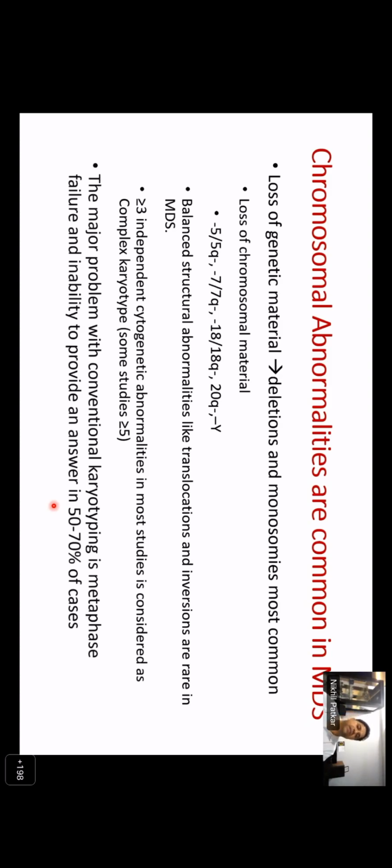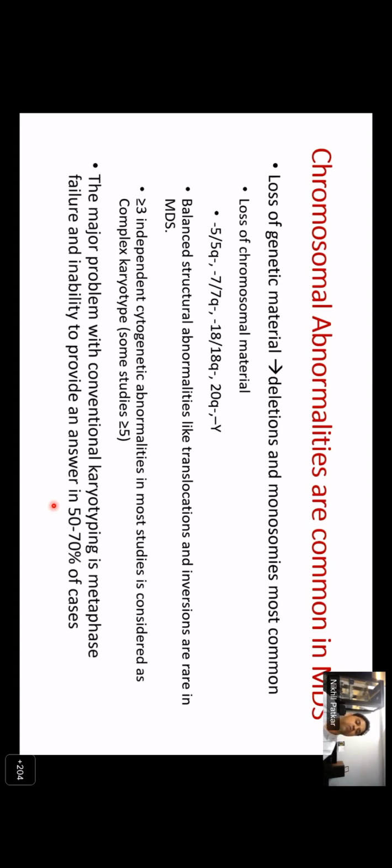So chromosomal abnormalities are really common in MDS. These include a loss of genetic material such as deletions and monosomies, such as monosomy 5 or deletion 5q, monosomy 7, monosomy 18, 20, or deletion of a sex chromosome such as the Y chromosome, which are very common in MDS. Unlike AML, balanced structural abnormalities such as translocation, for example t(8;21), or inversion, or translocation t(9;22) are really uncommon in MDS. Inversions also are very rare.